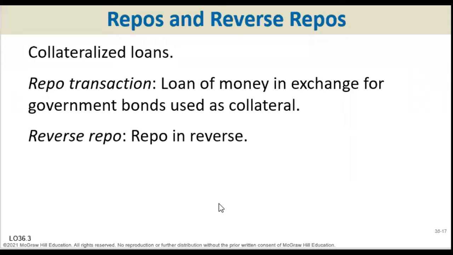By using repo and reverse repo, the Fed can also manipulate the money supply. When the Fed makes a repo transaction, the money supply is increased, and the reverse repo does the inverse. It will decrease the money supply. So what is a repo transaction? It is a loan in exchange for a guarantee. Here it is an exchange for a government bond that they use as collateral for the loan. Once the loan comes to term and you pay the loan back, you get your security. And the reverse repo is the inverse of the repo.